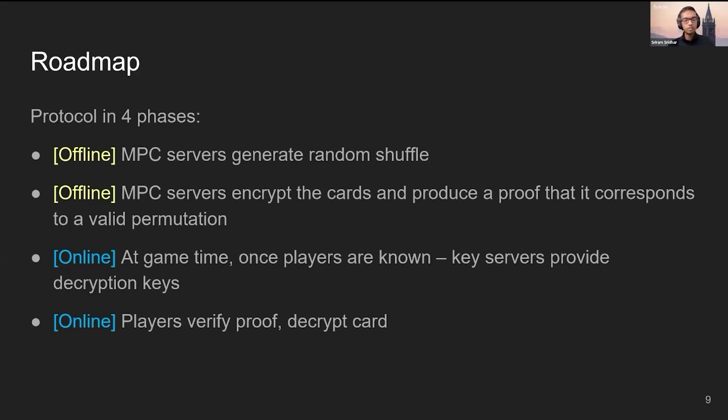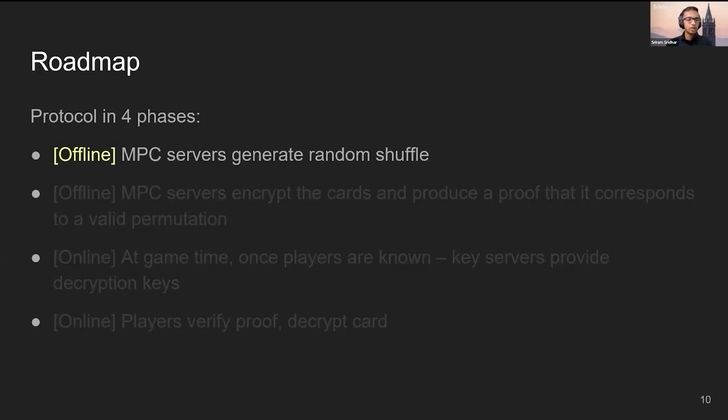Then they encrypt the cards and produce a proof that it actually corresponds to a valid permutation. And this is important because if the servers are malicious, they could potentially cheat and you'd get something that is not a valid permutation. And in that case, the game is not a valid game at that point. And the online phase is the shortest phase in our protocol, where at game time, when the players show up, they get the decryption keys from the key servers, and then they verify the proof, get their card, and they're good to go.